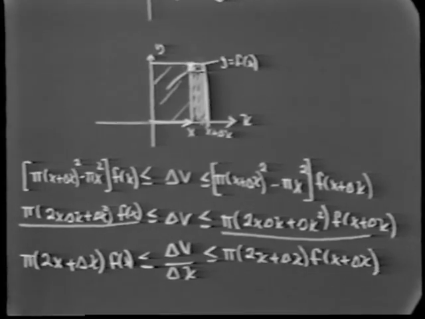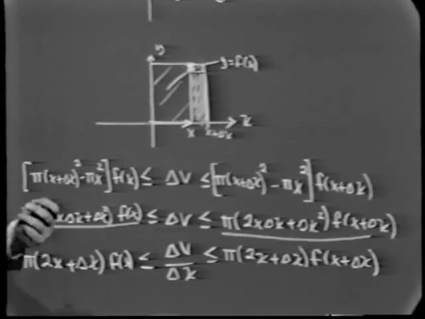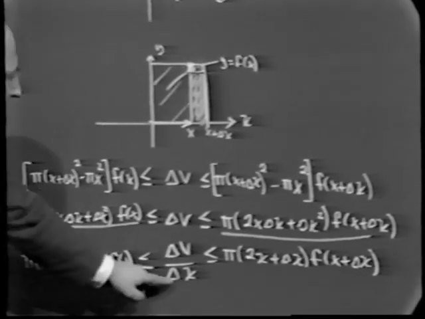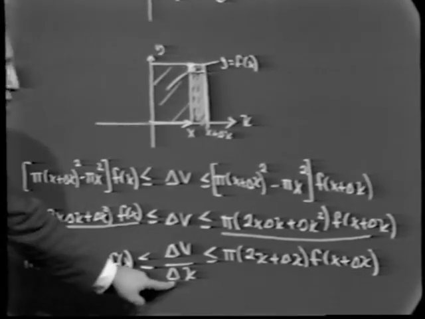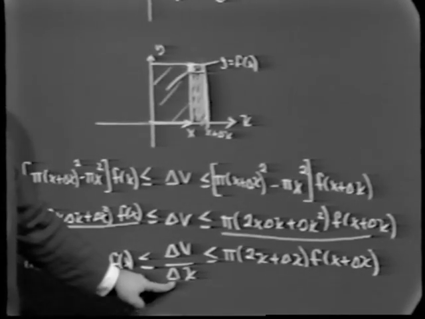Now, I divide by delta x. The usual procedure. To find dv dx, it's delta v divided by delta x. Then I will take the limit as delta x approaches 0. You see, so I divide through by delta x. We're assuming, of course, that delta x is not 0. That's what the limit means as delta x approaches 0.